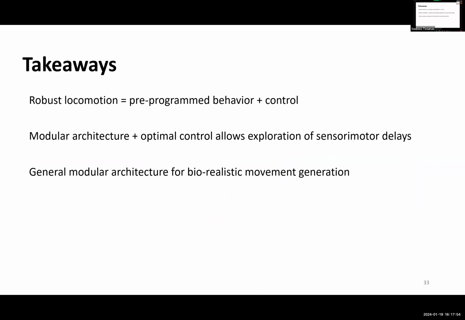Okay, so some takeaways for the second half of this talk. The first one is that robust locomotion, or basically continuing to walk even though there are perturbations, results in our model from a mix of pre-programmed behavior and control. By pre-programmed in our model, I mean we learn from data of basically nominal unperturbed walking, right? We didn't have to retrain it every time we added a perturbation. We just added a controller and it rejected the disturbances.